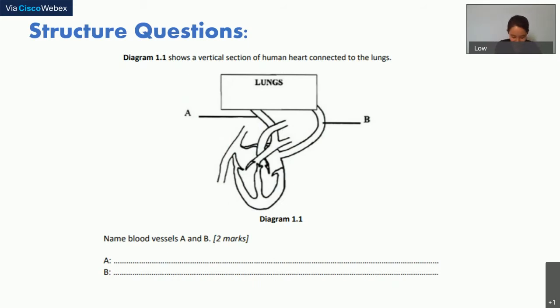Yeah, someone answered the question. It's artery and veins, but you have to remember to add pulmonary. Pulmonary artery and pulmonary veins, I'm sorry, not ventricle. The pulmonary artery carries your blood from your right ventricle to your lungs, and the pulmonary veins carry your blood from the lungs to your heart.